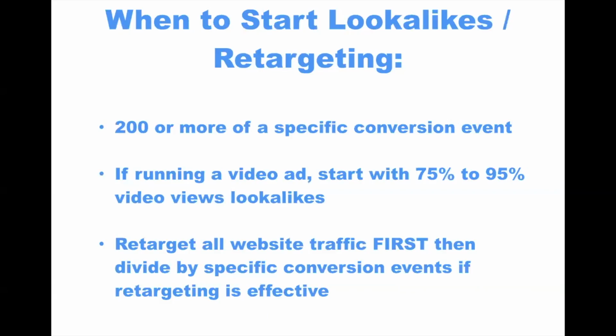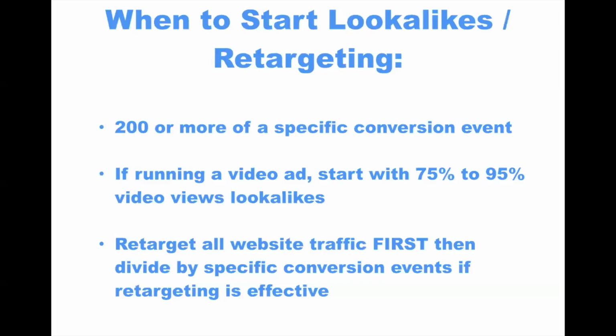If you're running a video ad, you can start lower and faster with 75% video views to 95% video views lookalikes. I would test both of them. So 75% video views and 95% video views, and you create them separately and just do a 1% or a 2% depending on your budget. If your budget is high, you can do both, even 1%, 2%, 3%. That'll depend on your budget. But if your budget is small, you can just do 1% of 75% video views and 95% video views.